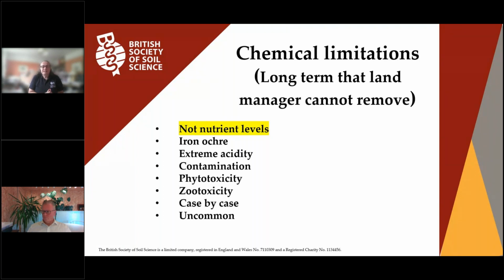And in fact, it's very rare for this limitation to be the primary limitation, but we do need to be aware that it might occur, particularly where there might be limitations to the consumption of crops by humans because of toxicity. So you'd look at these case by case. It is an uncommon limitation.